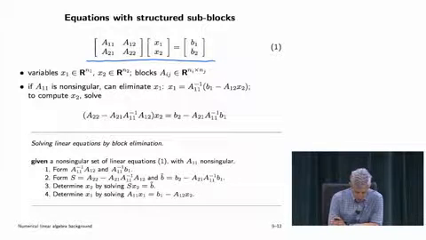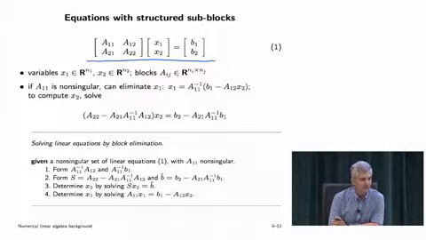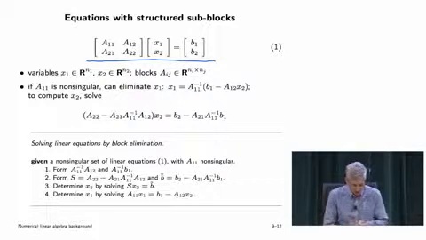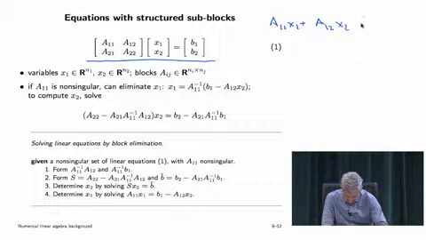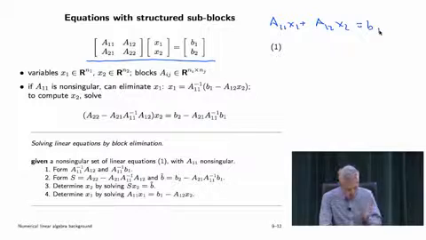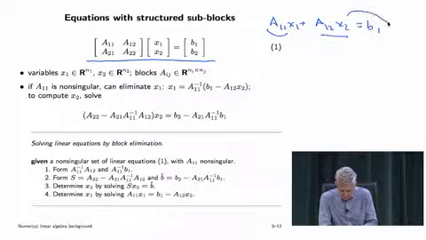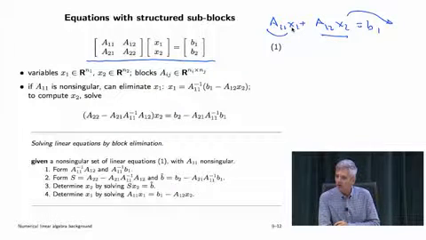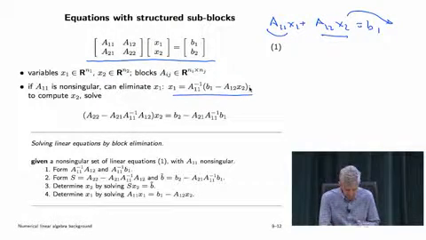So it's just two sets of equations: A11 x1 plus A12 x2 equals b1, and then A21 x1 plus A22 x2 equals b2. Let's see what happens. From the first equation, A11 x1 plus A12 x2 equals b1, assuming A11 is non-singular, you put this over there, then pre-multiply by A11 inverse, and that says you can write x1 as a function of x2, and you get this.